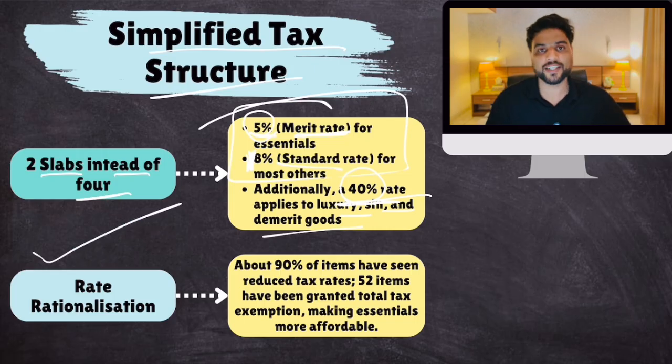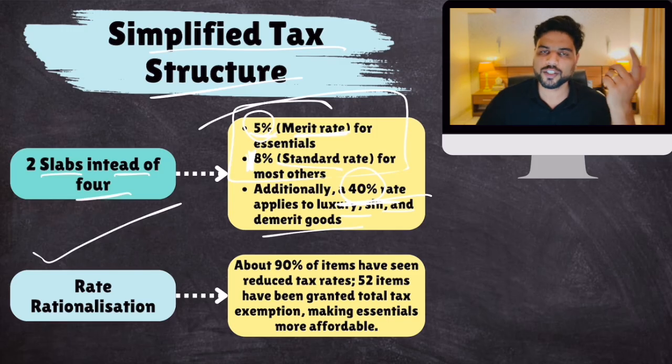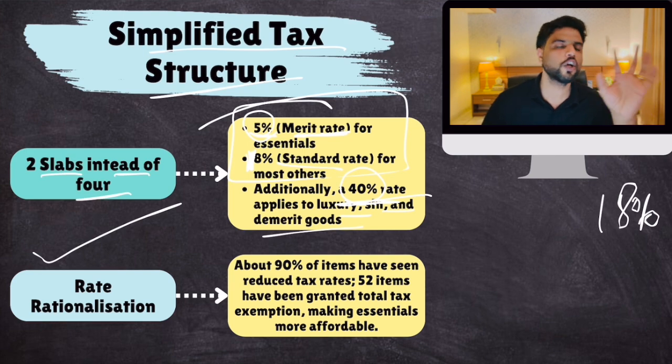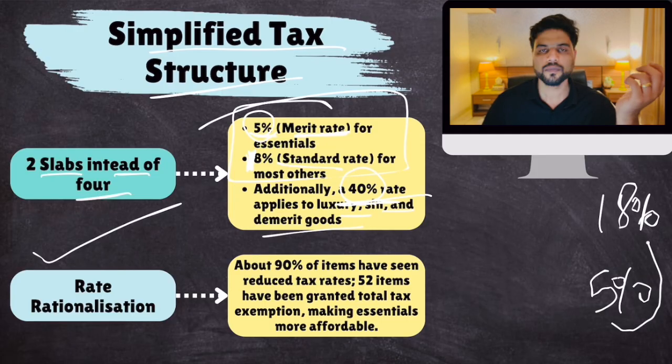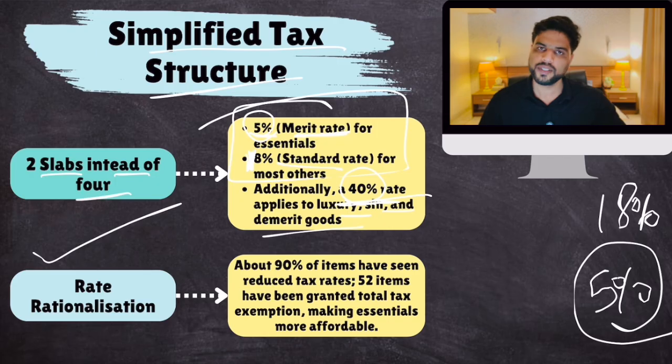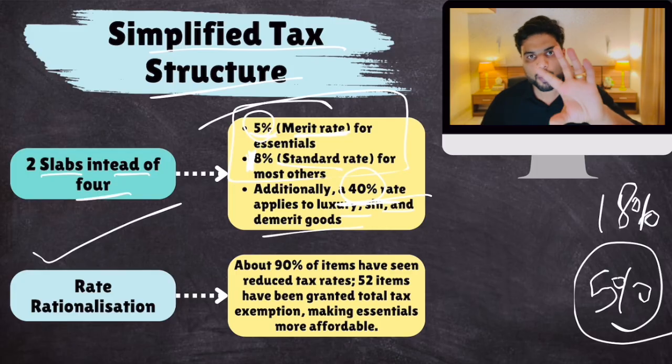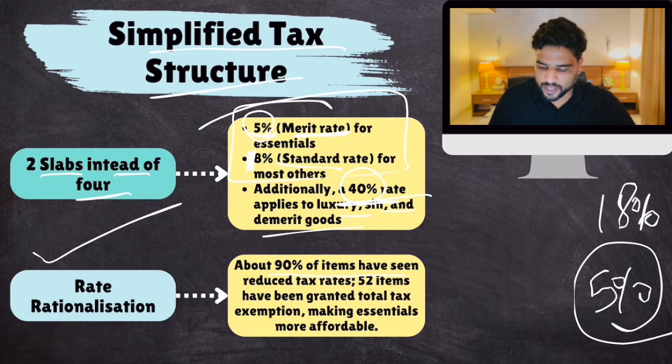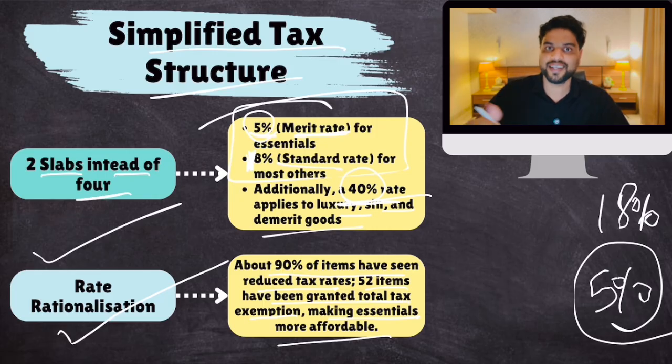Okay, then rate rationalization. What used to happen earlier was that certain essential items like medical insurance and all were taxed at 18%. And certain items that are generally consumed by rich people were taxed at 5%. You wanted to reduce the regressive nature, but there were certain items that were put in the wrong slab. That was changed. So about 90% of items have seen reduced tax rates, 52 items have been granted total tax exemption, making essential items more affordable. So rate rationalization has happened. That is why it was a Diwali gift. Okay, things have become cheaper because of reduced tax.